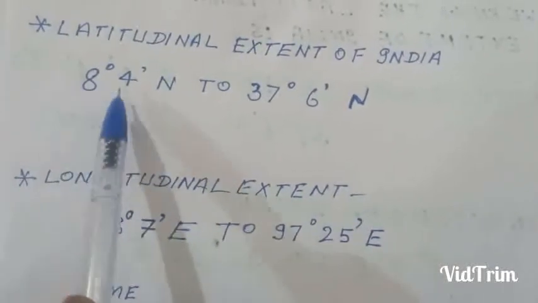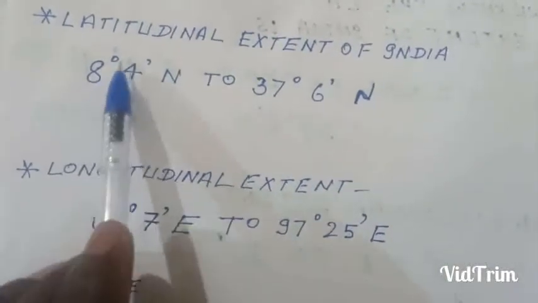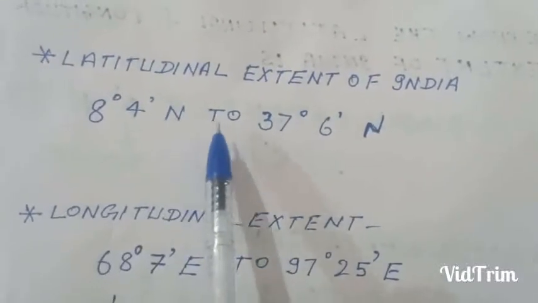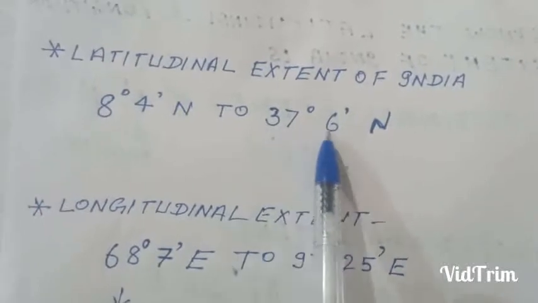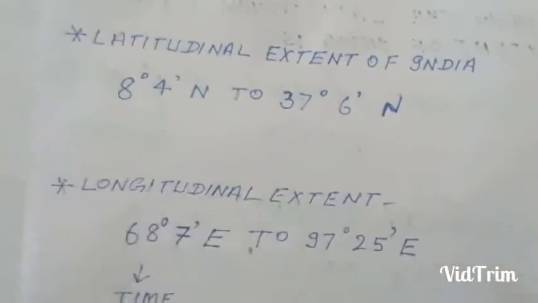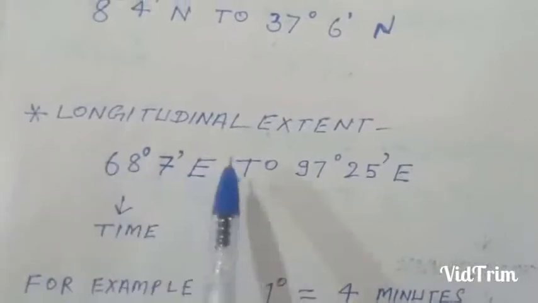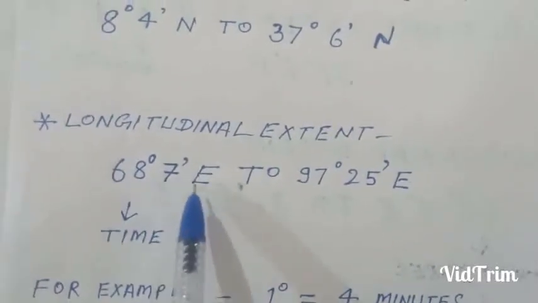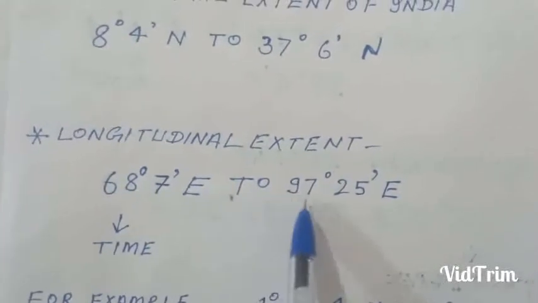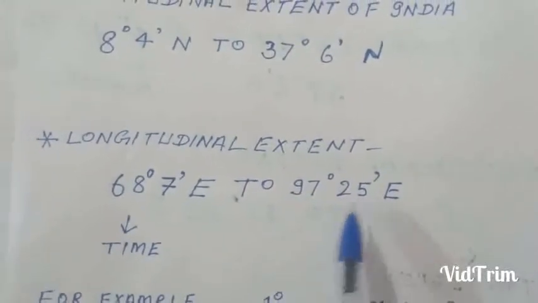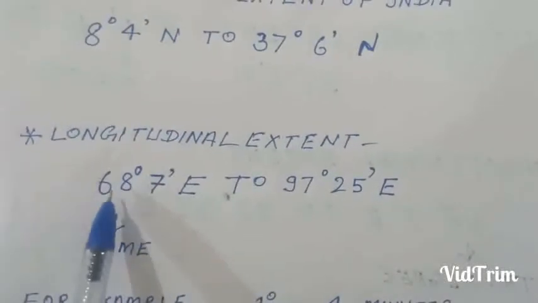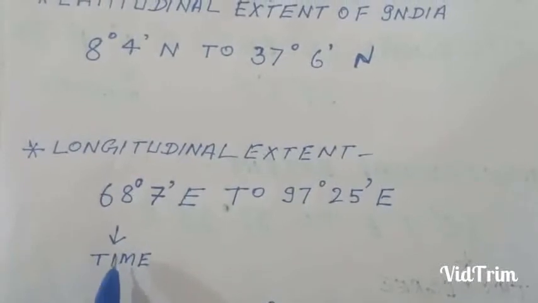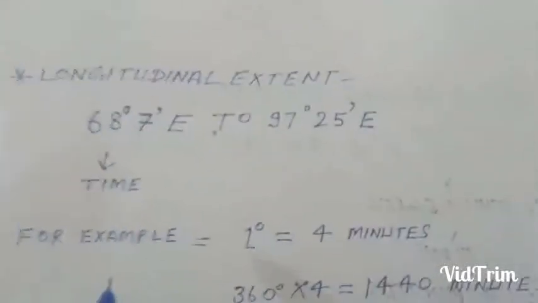The latitudinal extent of India is 8 degrees 4 minutes north to 37 degrees 6 minutes north. This is the latitudinal extent, and the longitudinal extent is 68 degrees 7 minutes east to 97 degrees 25 minutes east. See student, this degree has been converted into time to study the time for calculation.